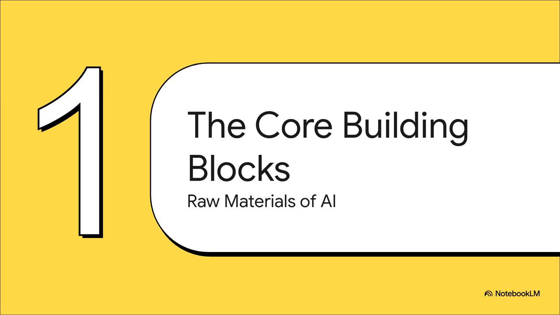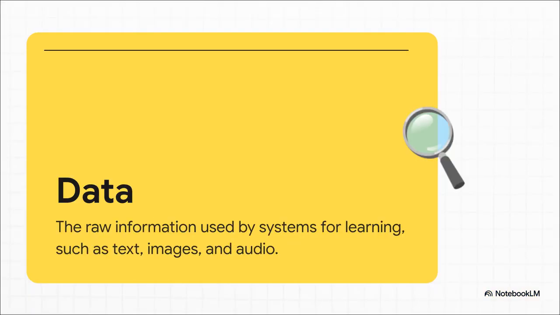The core building blocks. Honestly, the best way to understand AI is to think of it less like magic and more like a highly sophisticated manufacturing process. And in that factory, data is our fundamental raw ingredient. We're talking about the raw information gathered from the real world. Modern AI systems don't just inherently know things, right? They have to process billions, sometimes trillions of words, images, and audio files. Without this massive influx of diverse, high-quality data, the entire system is just an empty shell.